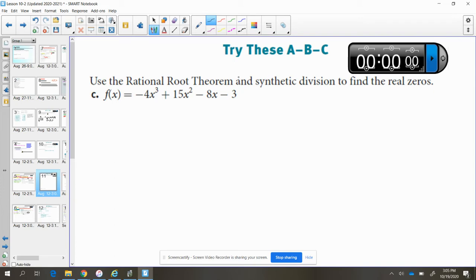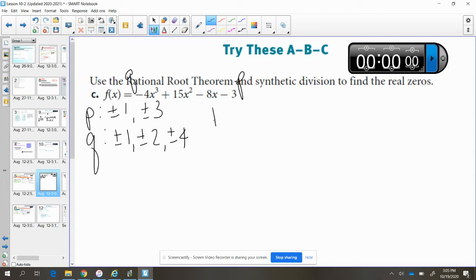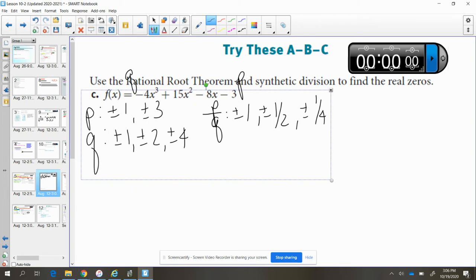So to start this, again, we need to check out the P's and the Q's, right? We need to check out all of our potential zeros. So positive or negative 1 and 3 are the only factors of 3. And with 4, we have 1, 2, and 4 as factors, which leaves our potential zeros to be positive or negative 1, 1/2, and 1/4, as well as positive or negative 3 divided by 1, which is just 3, 3 halves, and 3/4. So we got a lot of zeros here.